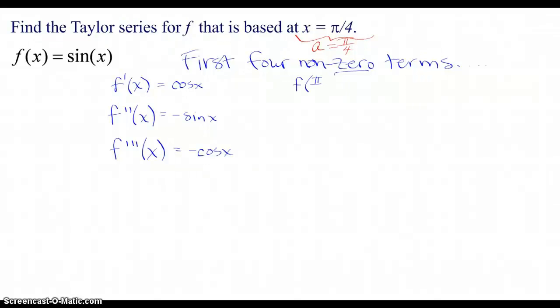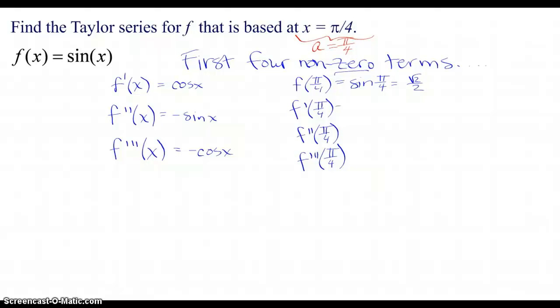So we need f of pi over 4. We're going to need f prime of pi over 4. We're going to need f double prime of pi over 4. And we're going to need f triple prime of pi over 4. So f of pi over 4 is the sine of pi over 4. That's root 2 over 2. This is the cosine of pi over 4. That's root 2 over 2. This is the negative sine of pi over 4. That's negative root 2 over 2. And this is the negative cosine of pi over 4. Again, negative root 2 over 2.